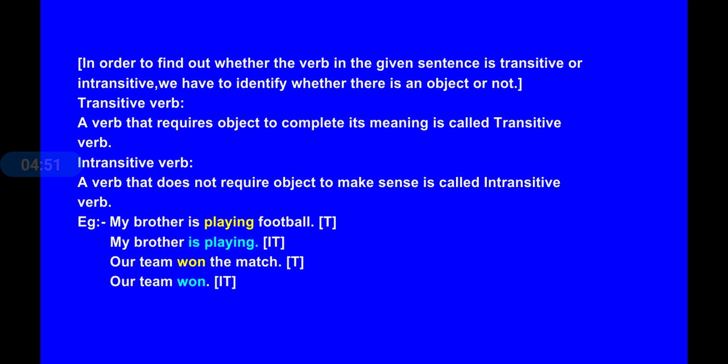Whereas in the fourth sentence, our team won. What has our team won? We don't know. Then the verb will become intransitive. The verb is the same here, but it is intransitive. It has no object.